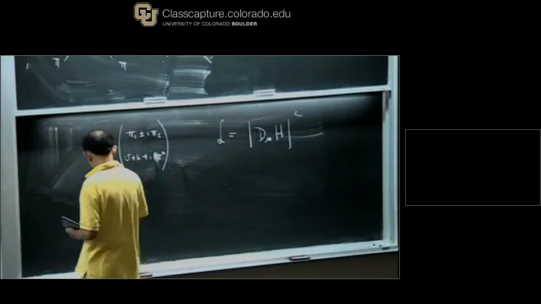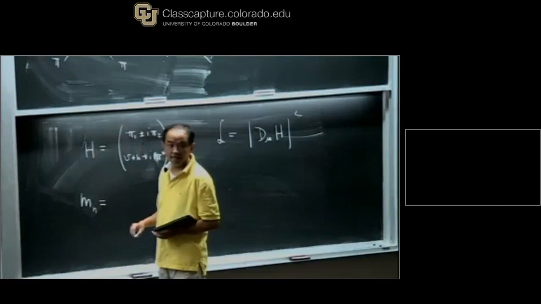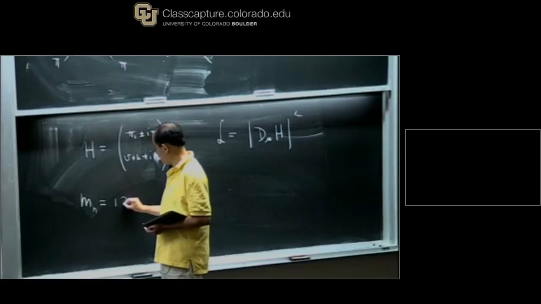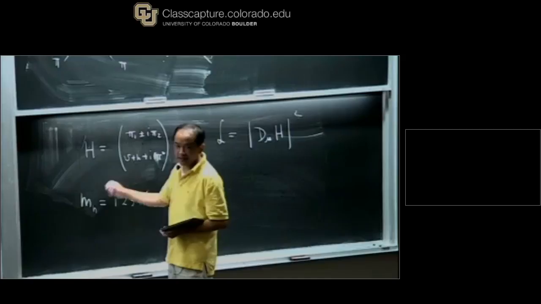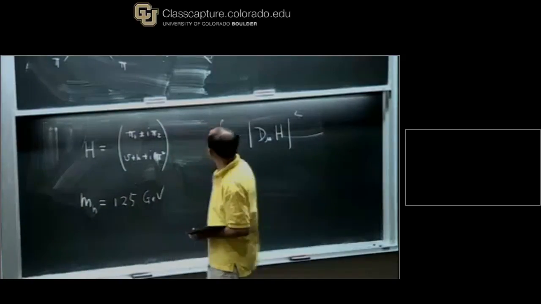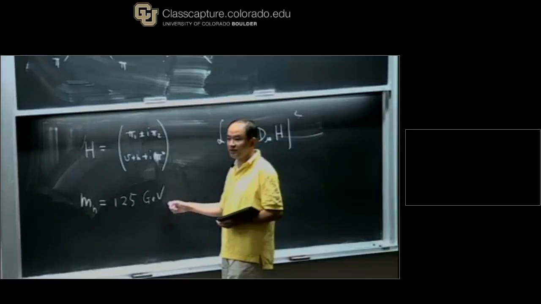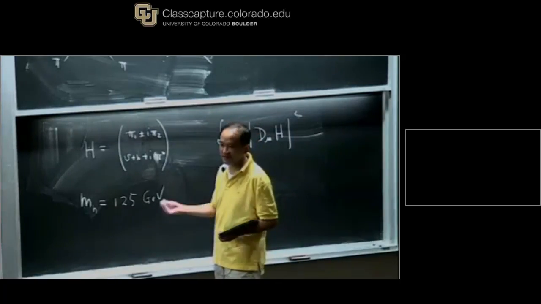And what is the Higgs mass? 125 GeV. And notice that this happens much earlier than it's needed. The unitarization of amplitude happens much earlier than it needed. That's fine, nothing wrong with that.